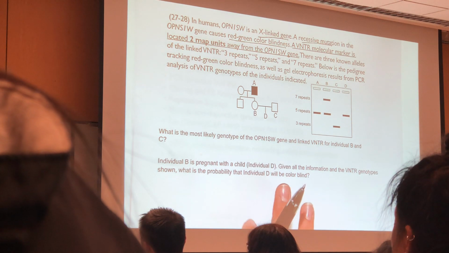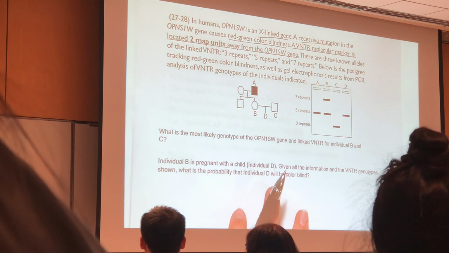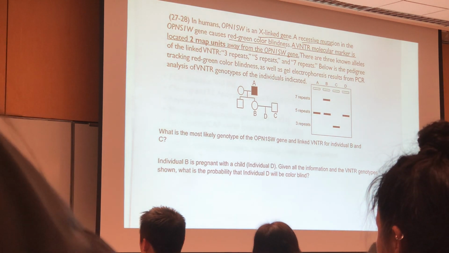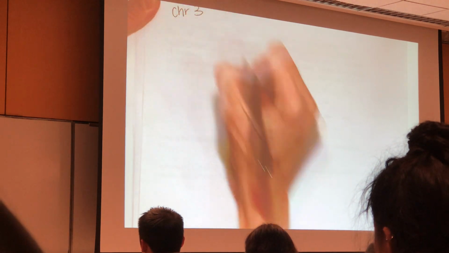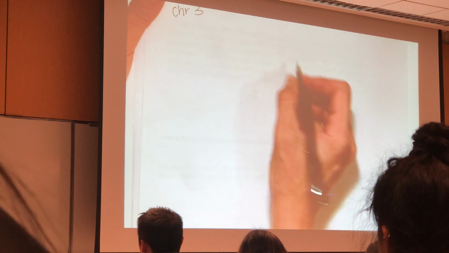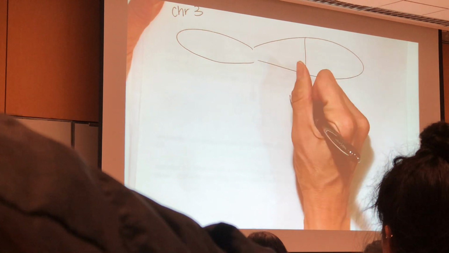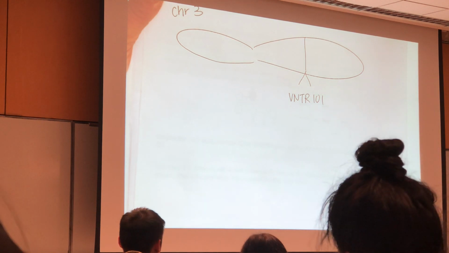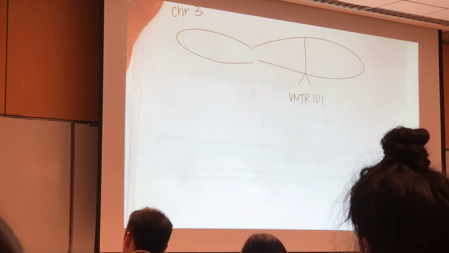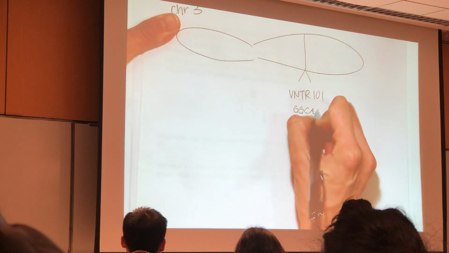Does anybody have questions about what VNTRs are? You can just raise your hand and not even ask a question. Do you want me to review what a VNTR is? Let's say on chromosome 3, every single one of you who has a chromosome 3, at this position on chromosome 3, we've got VNTR 101. All of you have that VNTR at that position. That VNTR allele happens to be GGCAA, that sequence.